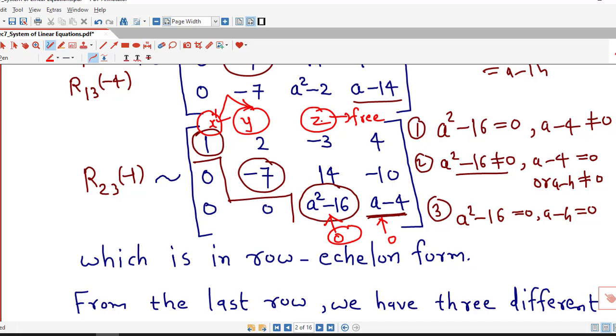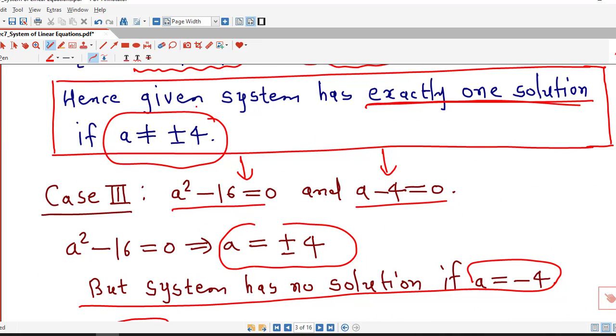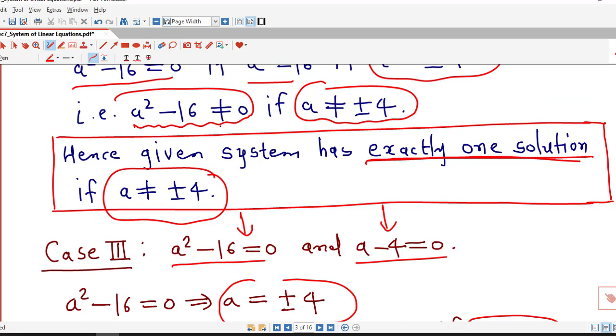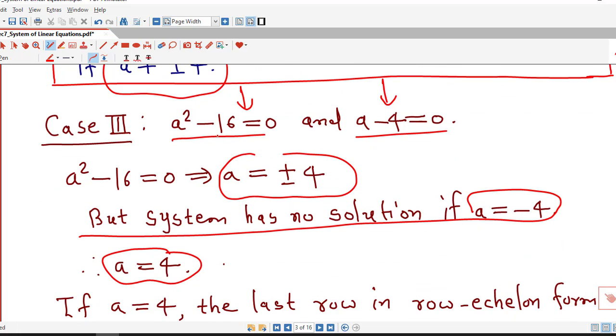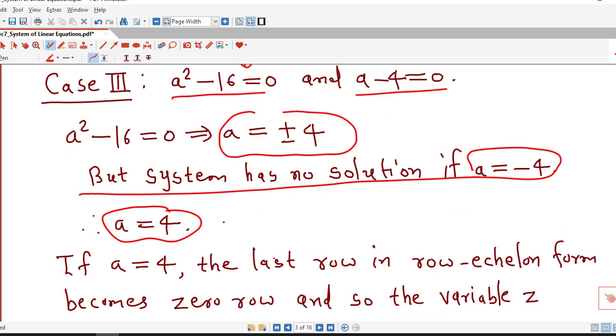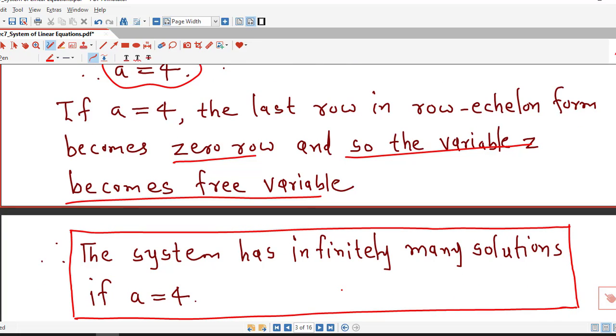So we obtain a free variable if a² − 16 is 0 and a − 4 is 0, and we know that if there is at least one free variable, the system has infinitely many solutions. So if a equals 4, the last row in row echelon form becomes 0, and so the variable z becomes a free variable. Therefore the system has infinitely many solutions if a equals 4.